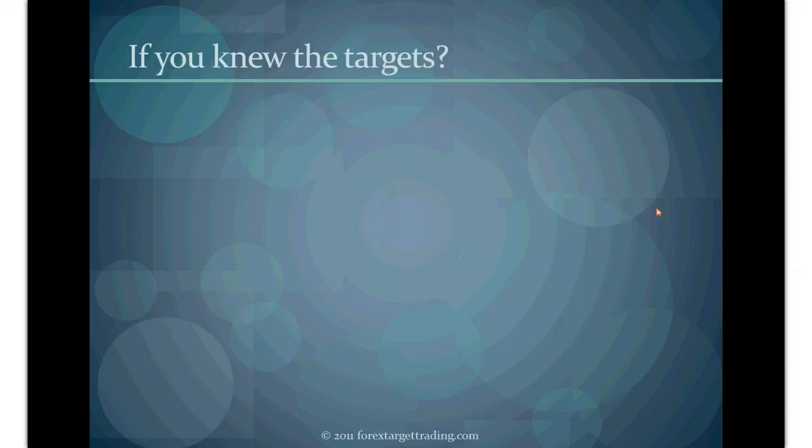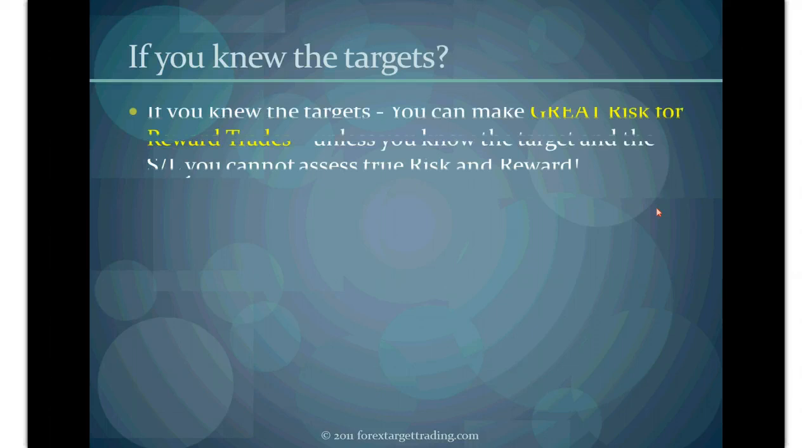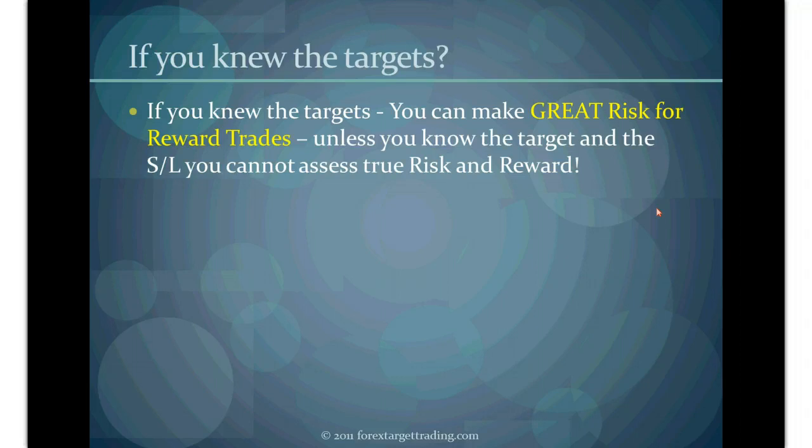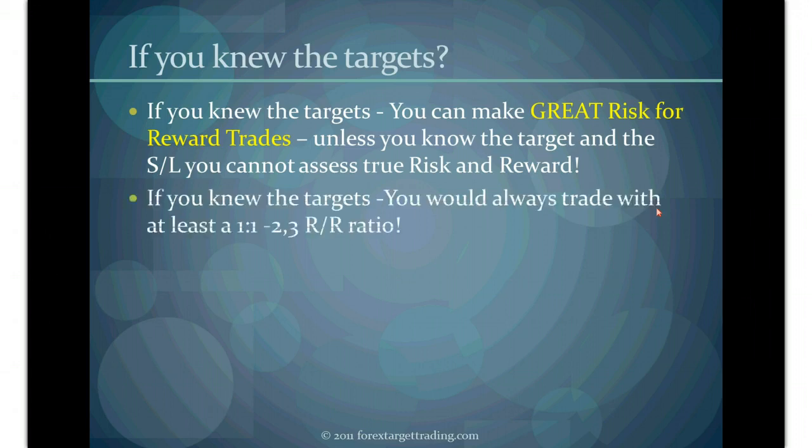All right. Now, if you knew the targets, you can make great risk and reward trades. And unless you know the target and the stop loss, you cannot assess true risk and reward. It's not possible. All right? So if you don't know the risk and reward, you are not a trader. You're a gambler. If you knew the targets, you would always trade with at least a 1-to-1, 1-to-2, or 1-to-3 risk to reward ratio. You would never mess around with those little dinky, stupid trades.